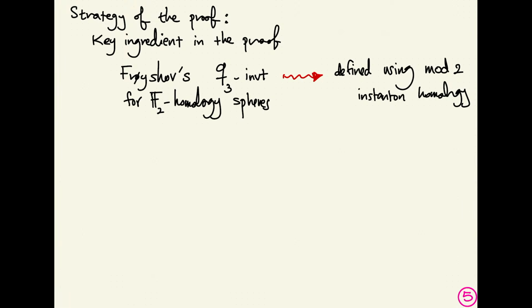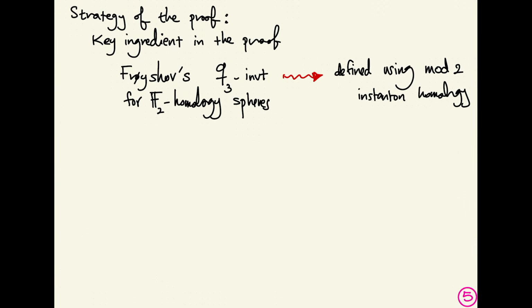So the strategy of the proof, the key ingredient in the proof, is an invariant due to Frøyshov. It's called Q3. Because there's a label 3 there, you might expect that there's a Q2 invariant, and you're right, there is a Q2 invariant. But you might also expect that there's Q1, but there is no Q1, so there are Q2 and Q3. I'm going to review a quick definition of Q3 later in the talk.